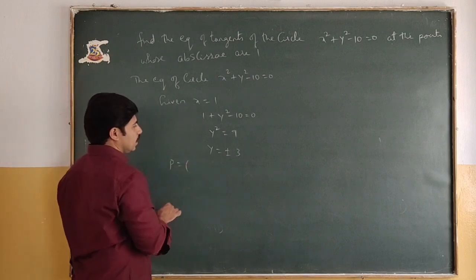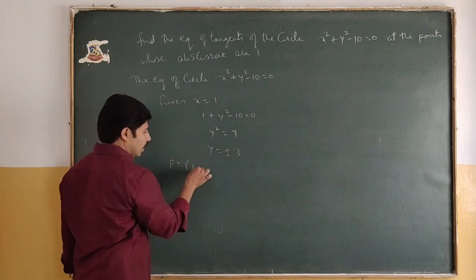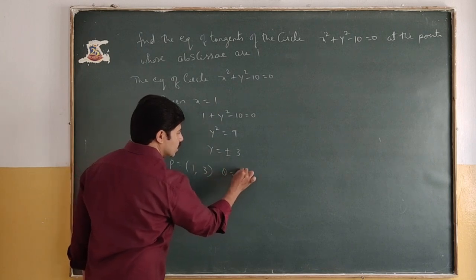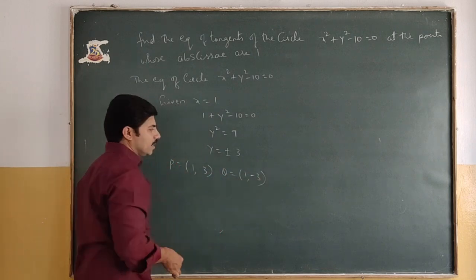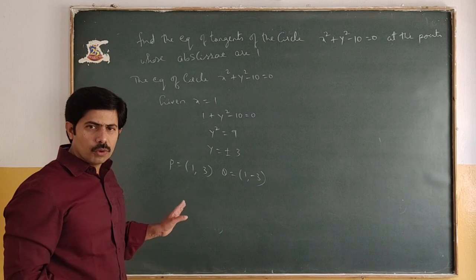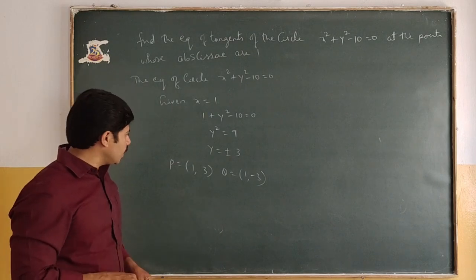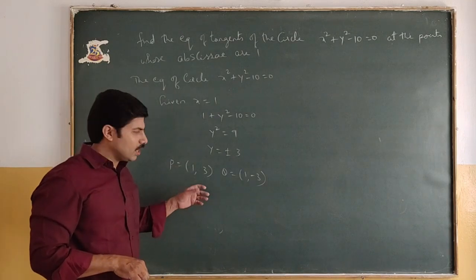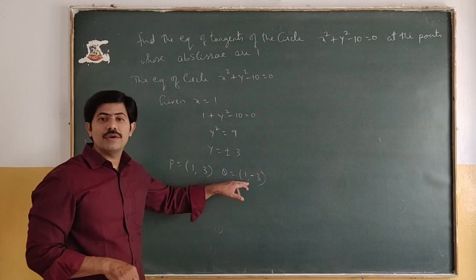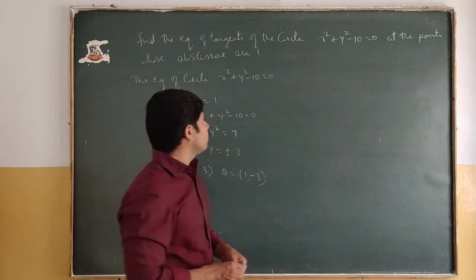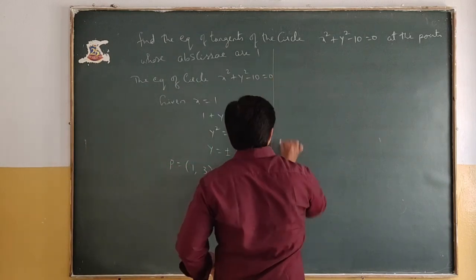Point P is 1 comma 3 and Q is 1 comma minus 3. So here we have to find both the equations of tangent. One equation of tangent using (1, 3), the other equation of tangent using (1, minus 3). So we find the equation of tangent.